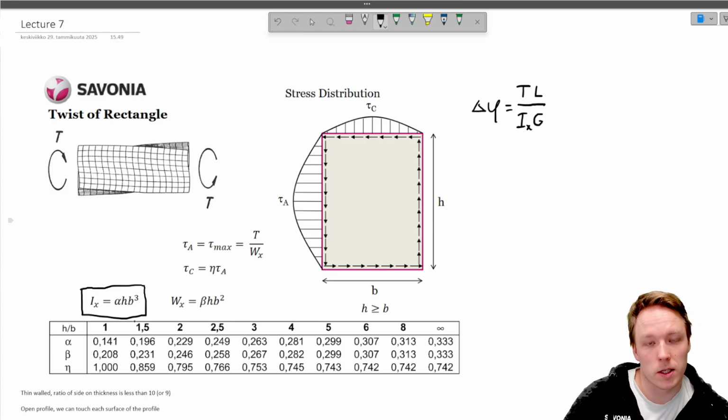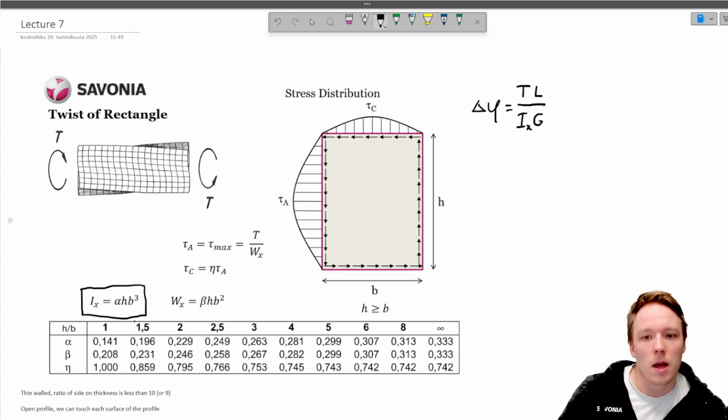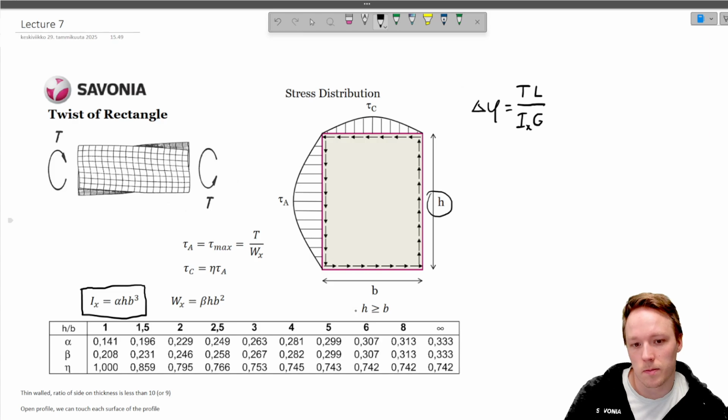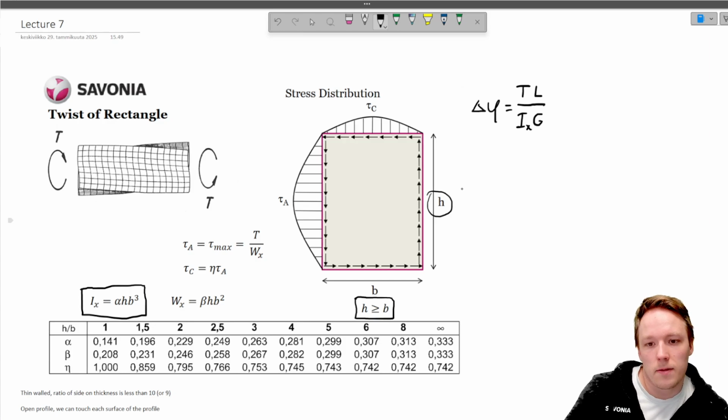When we're talking about rectangular cross sections, one of the sides is longer than the other. In this equation, the longer side of the rectangular cross section will always be h. That rule is also stated here. So if h would be 20 and b would be 10, in this equation we would have 20 times b, which was 10, to the power of 3.